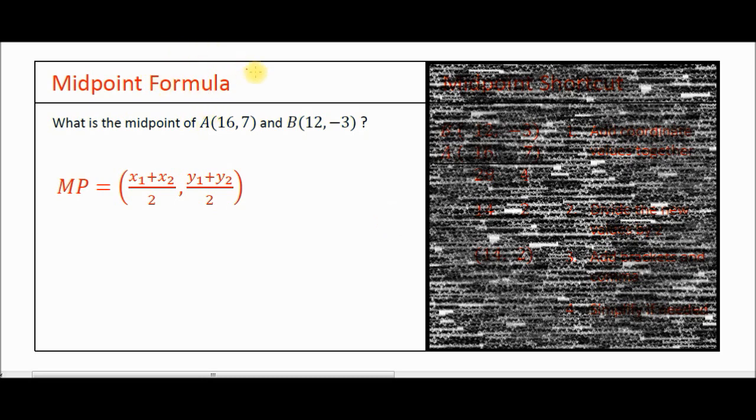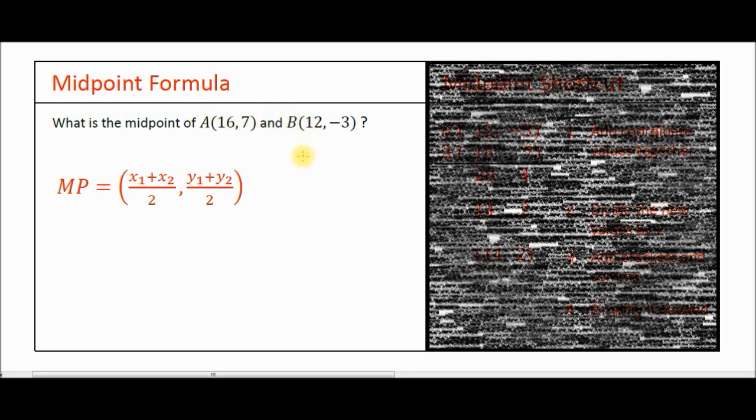I've already filled in for you the title, midpoint formula, and you should see this question already pre-printed in your flipbook. What is the midpoint of point A, which is at (16, 7), and point B, which is at (12, -3)? Notice they don't give you a graph here, they just give you the two points. For this kind of question, it's ideal to use the midpoint formula to calculate the point between points A and B.